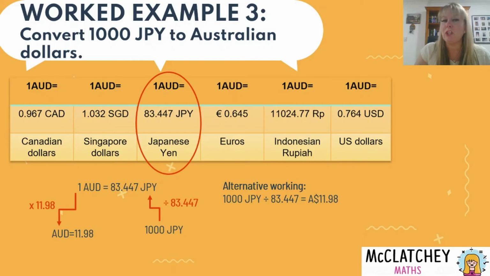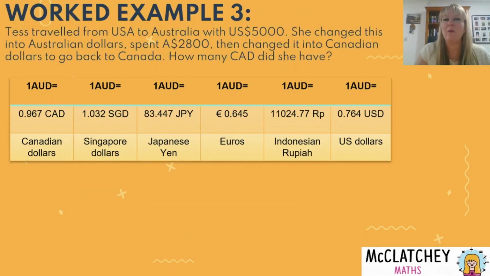So if you think about the logic of it, you've got to have less Australian dollars than you've got Japanese yen. So multiplying is not going to get you there. Dividing is. Let's look at another worked example. Now this one's a little bit more complicated.